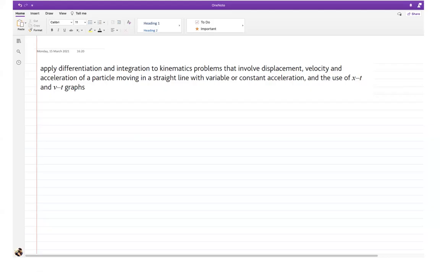So you should be able to relate the distance time graph and the velocity time graphs to the concept of integration and differentiation, and that way you will be able to figure things out. Now, one thing is that we will be using the symbol X for distance. That's the symbol that we will be using for distance.